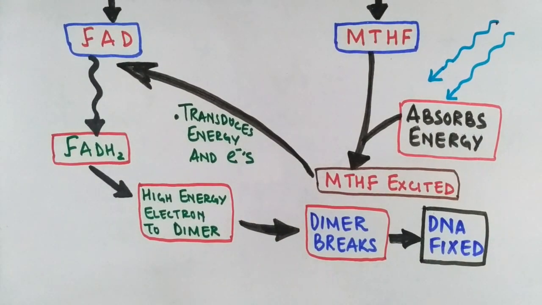This photoreactivation occurs in both prokaryotes as well as in eukaryotes. So this is how the DNA gets fixed of dimers formed by the ultraviolet radiations.